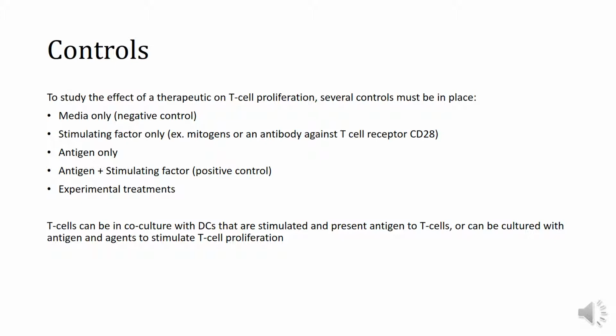Using CFSE for T cell proliferation allows for a co-culture model. So these T cells can be co-cultured with DCs that are stimulated and present antigen to T cells, or they can be cultured independently with an antigen and an agent to stimulate T cell proliferation, such as the antibody against T cell receptor CD28.